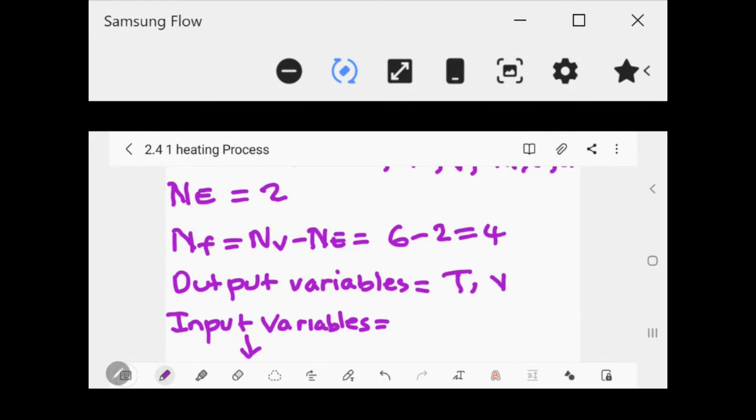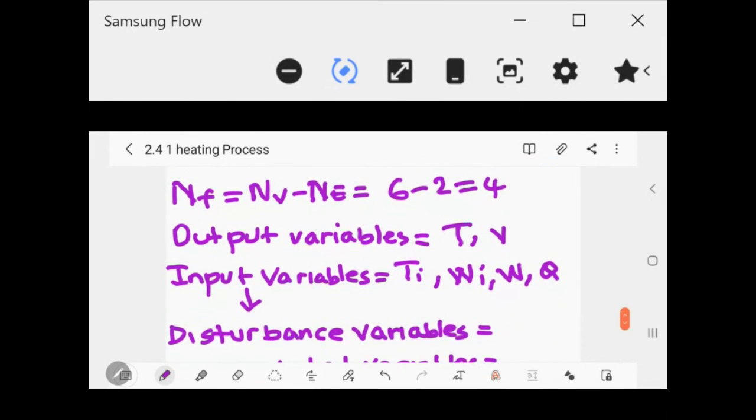And then the input variables. True, Roland. I hope I pronounced your name right, Roland. Thank you very much. So for our input variables, we have the inlet temperature and we have the inlet flow and outlet flow and the rate of heat transfer to the system. Okay. Again, now for control purposes, we need to classify the input variables as disturbance variables and manipulated variables.